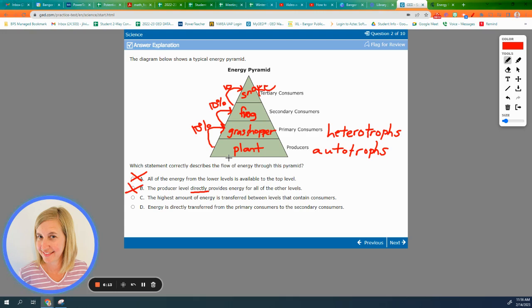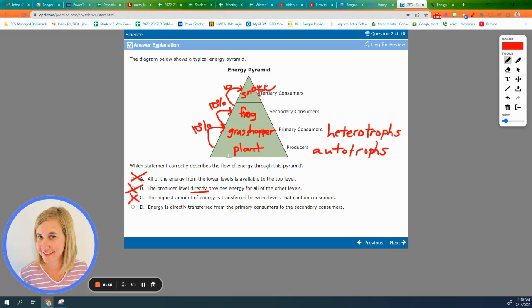C, the highest amount of energy is transferred between levels that contain consumers. So if we look at this, consumers are the upper three levels, and the highest amount of energy is transferred actually between the lowest level producer and the next level primary consumer. So answer choice C is not correct either.